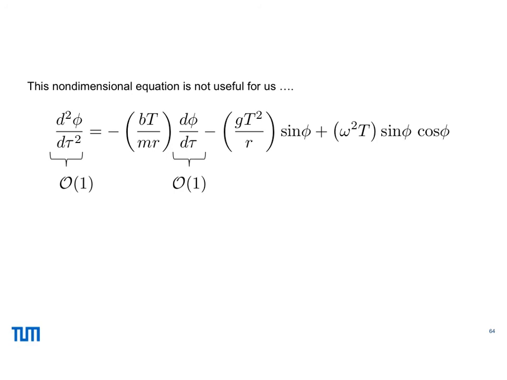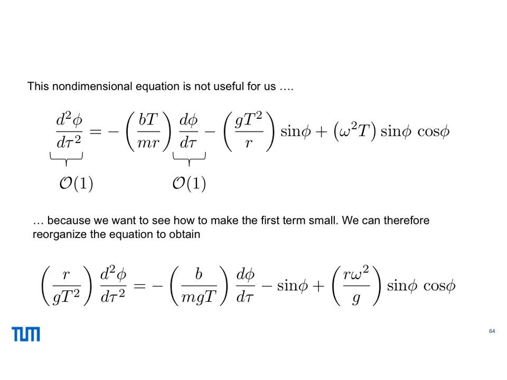A better way is to have these two terms that are of interest having some coefficients or factors at the left hand side, and therefore we can multiply each term by r and divide it by g T squared. So we will obtain another non-dimensional equation, and this is what is obtained.